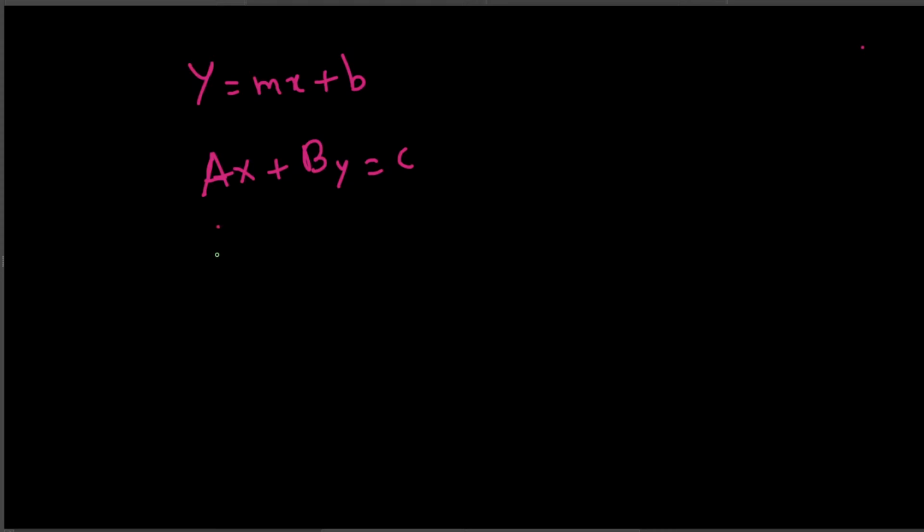And then another one is y minus y1 is equal to m times x minus x1. This is called point slope form. Now let's go ahead and solve some problems and see how this one is useful.